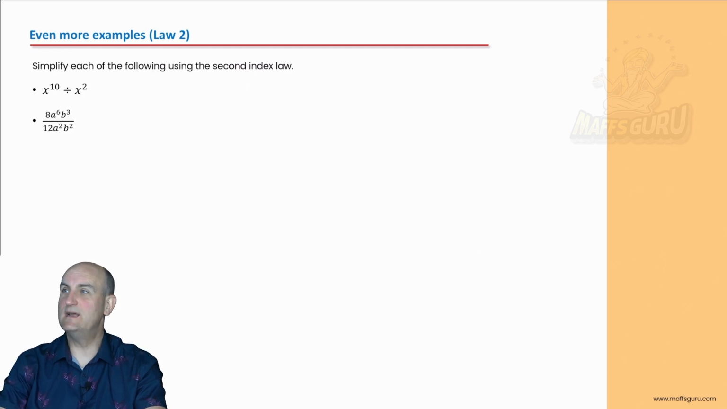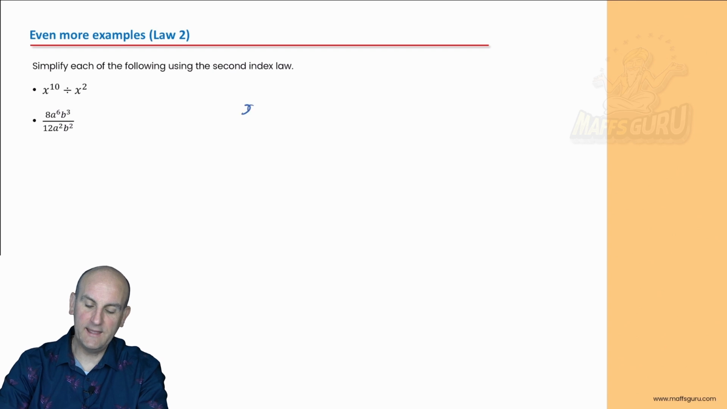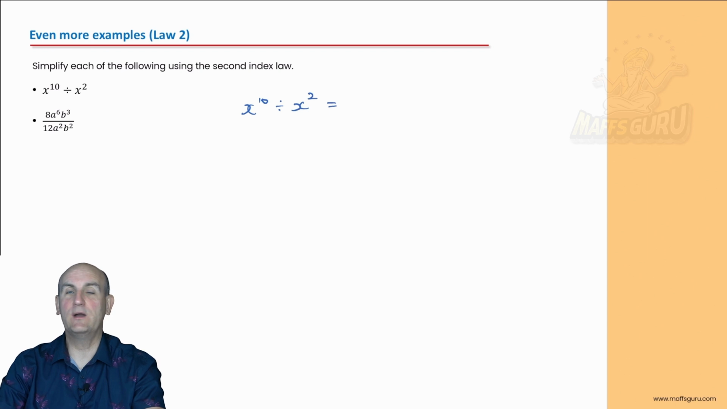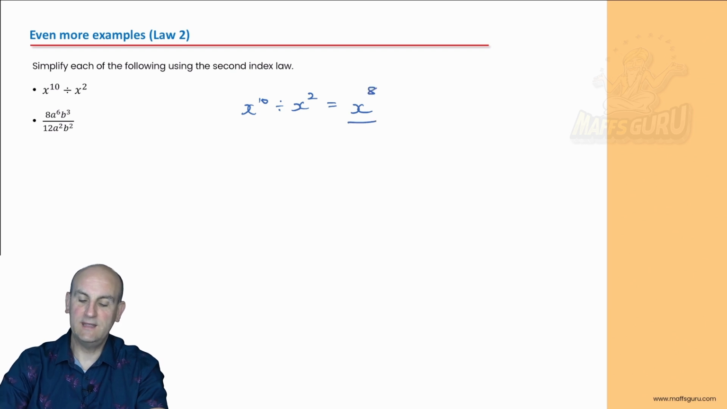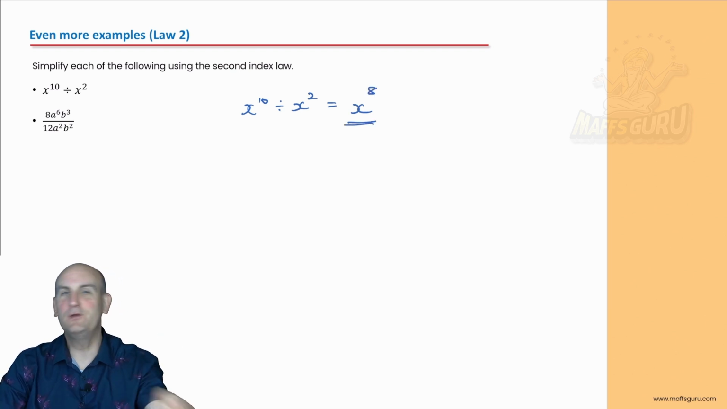Let's do some more practice now for rule 2. All right, so what we got here, x to the power of 10 divided by x squared. Now we could write this longhand, but I'm not going to write this longhand, thank you very much, because I know that I've got index notation. The bases are the same. I've got to divide 10 and 2, take those away, gives me x to the power of 8. I know you got there before.